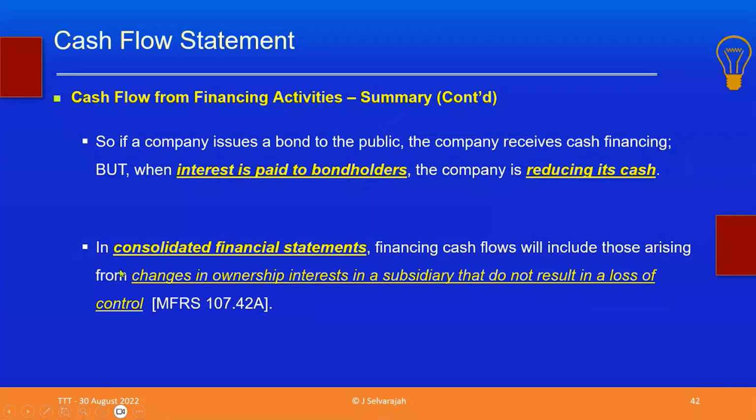It's not rocket science. So in the consolidated financial statement, which we saw just now, financing cash flow will include those arising from a change in the ownership interest, like shares. If there are changes of ownership in the subsidiary that do not result in a loss of control, that will be called financing.